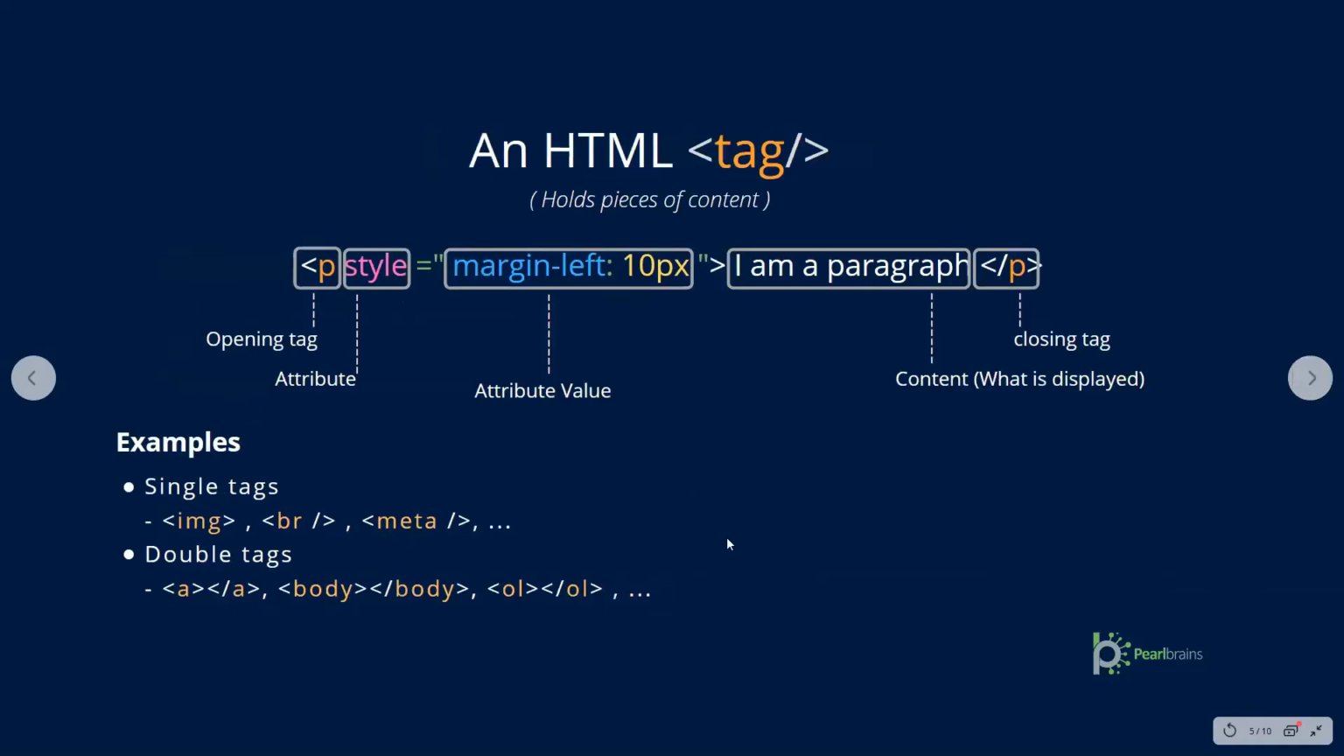Okay, so I'll just explain what an HTML tag is. Basically, an HTML tag is a piece that holds pieces of content. It's like a component that holds the content that you want to display. And in this example, I'll just explain the paragraph tag.